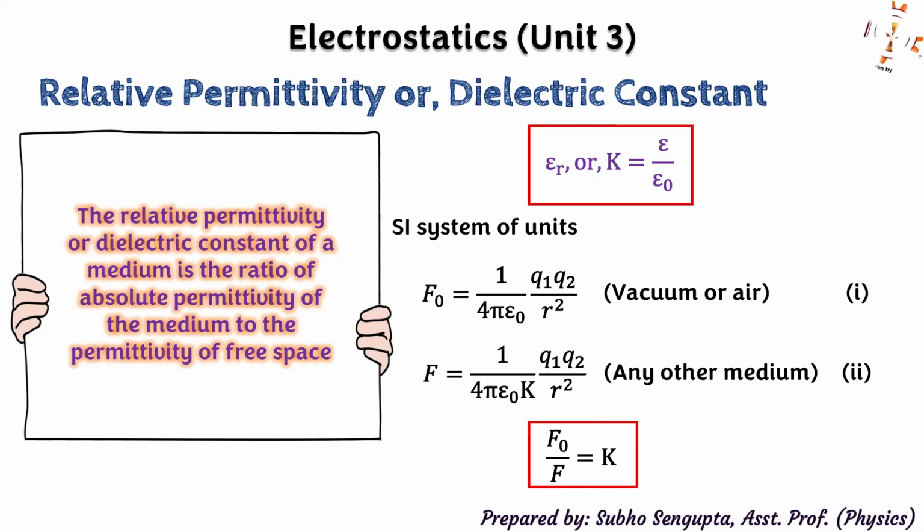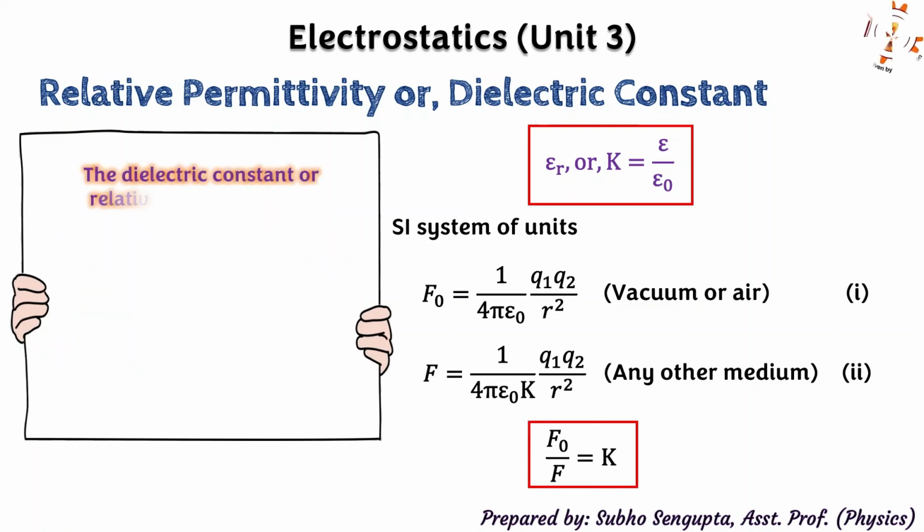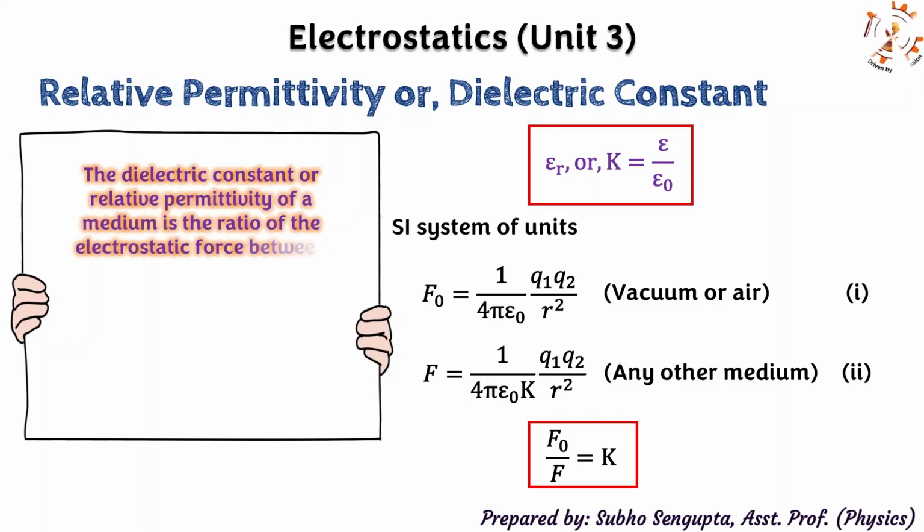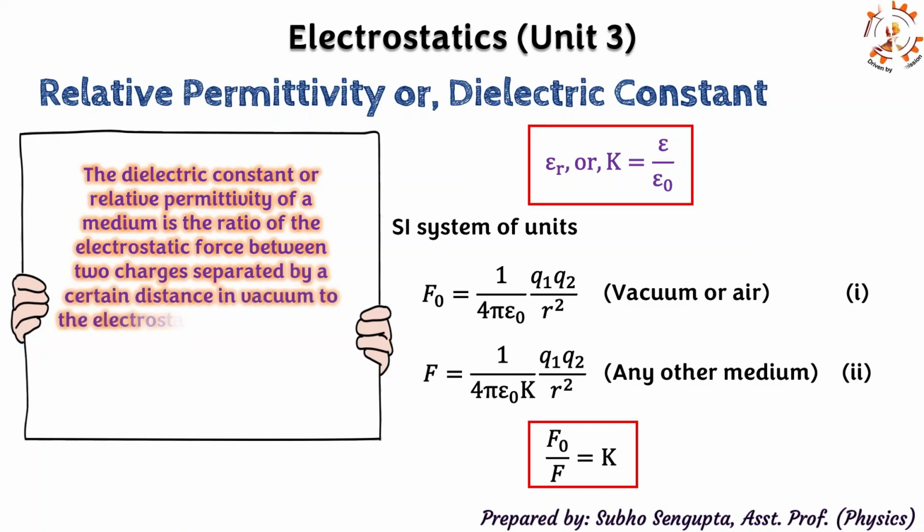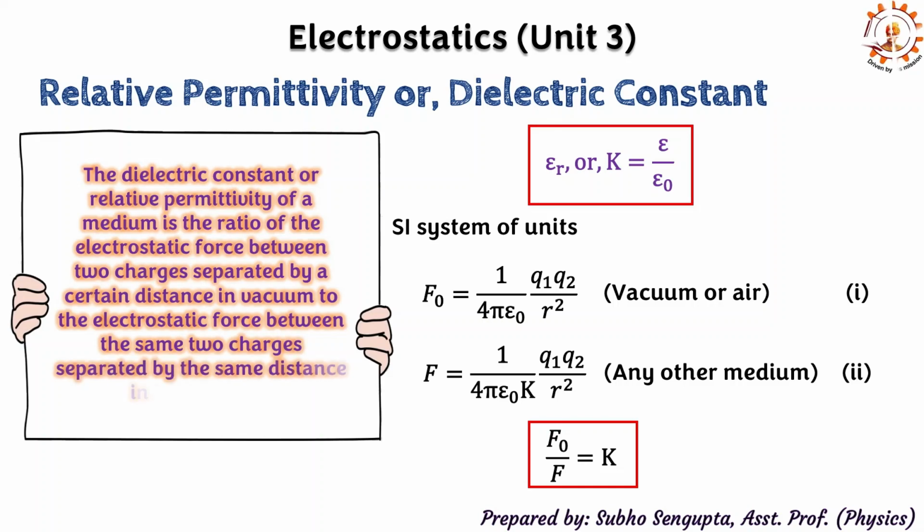So, the dielectric constant or relative permittivity of a medium is the ratio of the electrostatic force between two charges separated by a certain distance in vacuum to the electrostatic force between the same two charges separated by the same distance in that medium. Remember, if you replace the dielectric constant, that is, uppercase K, by epsilon suffix r, you will get the definition of relative permittivity.